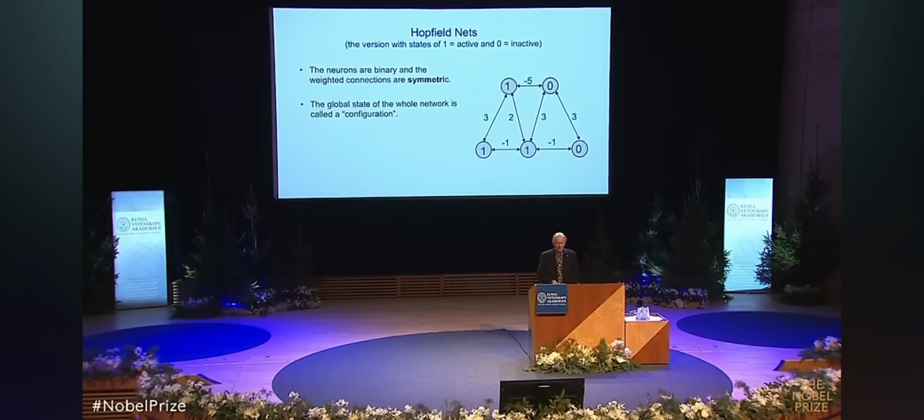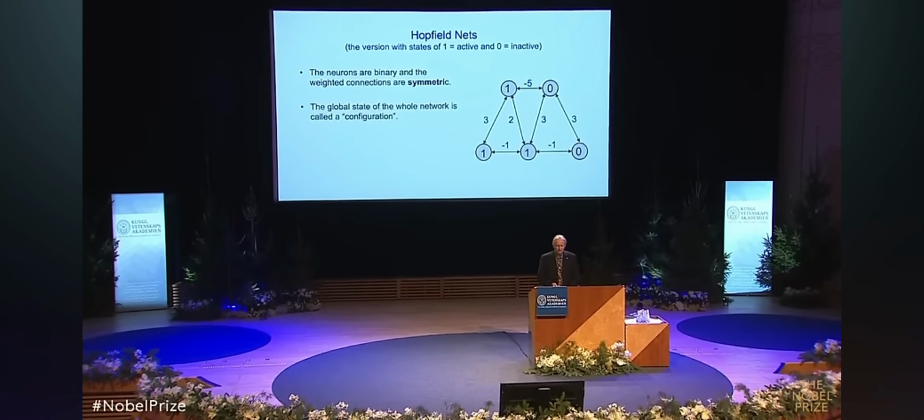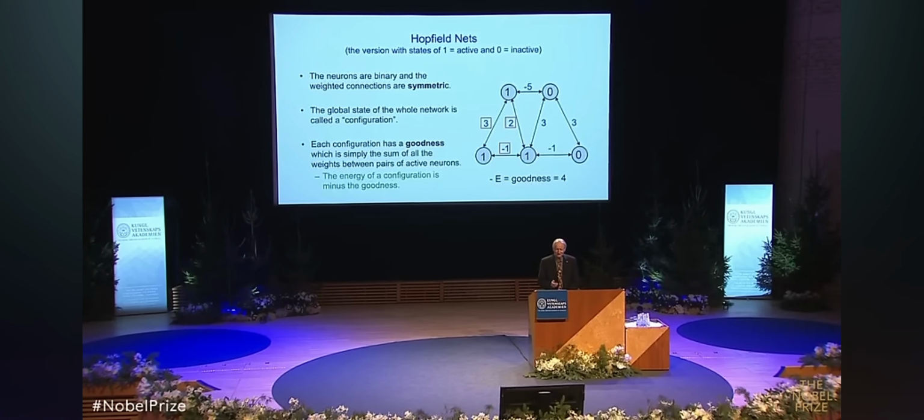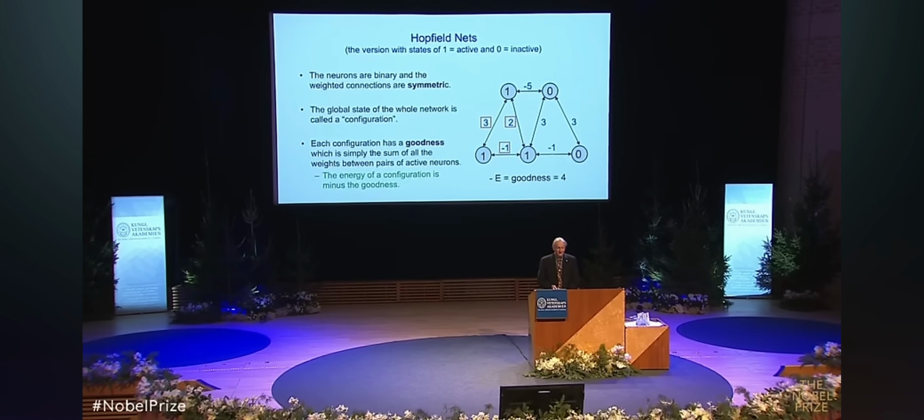The global state of a whole network is called a configuration, just so we seem a bit like physics. And each configuration has a goodness. The goodness of a configuration is simply the sum, over all pairs of neurons that are both on, of the weights between them. So those weights in red boxes, you add those up, and you get 4, hopefully. That's the goodness of that configuration of the network. And the energy is just minus the goodness.